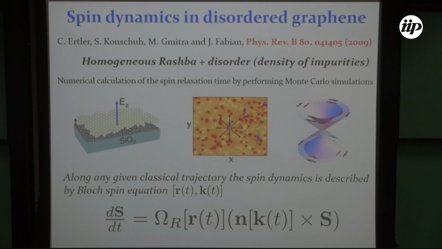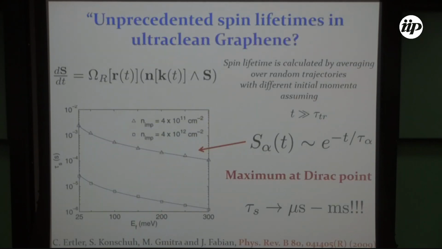One approach to look at the spin dynamics is to look at the spin Bloch equation, where the spin evolves in time when you have this external spin-orbit coupling field and the disorder. What the authors showed in this paper is that there is a spin relaxation, and the spin lifetime is very large.